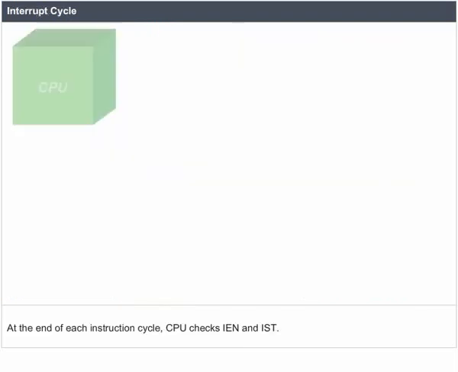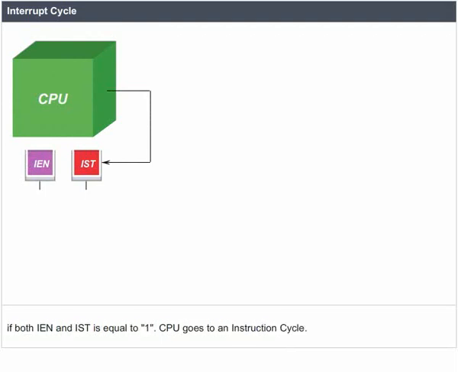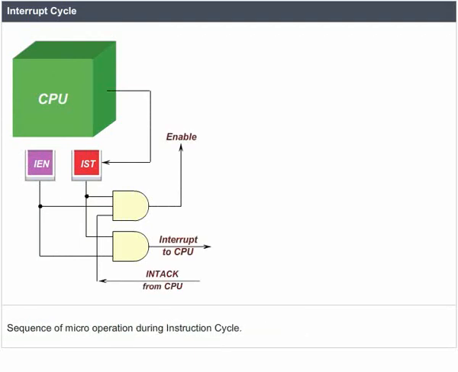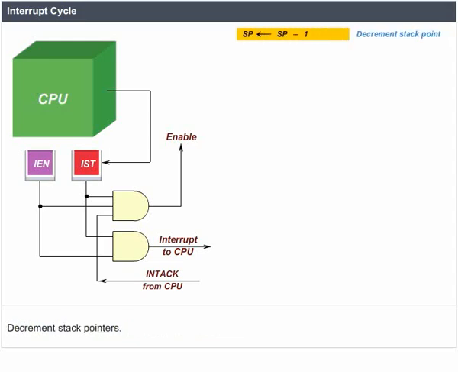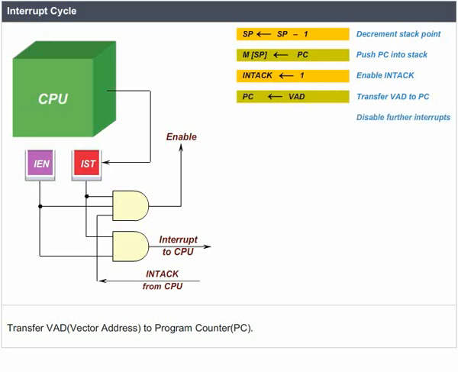Interrupt cycle. At the end of each instruction cycle, the CPU checks IEN and IST. If both IEN and IST are equal to 1, the CPU goes to an interrupt cycle. Sequence of micro-operations during the interrupt cycle: decrement the stack pointer, push the PC into the stack, disable IEN, interrupt acknowledge, and transfer VAD, the vector address, to the program counter PC.